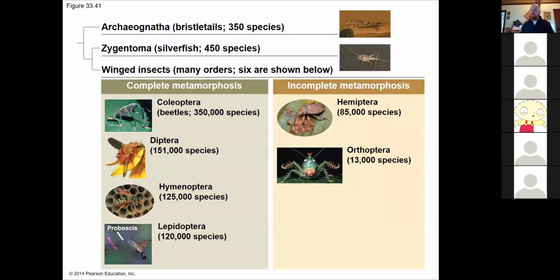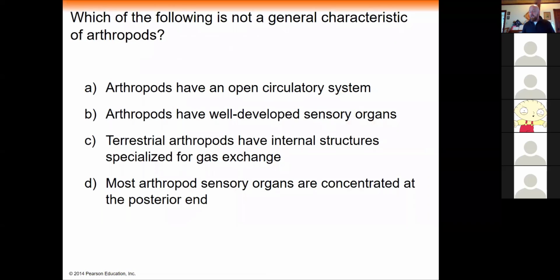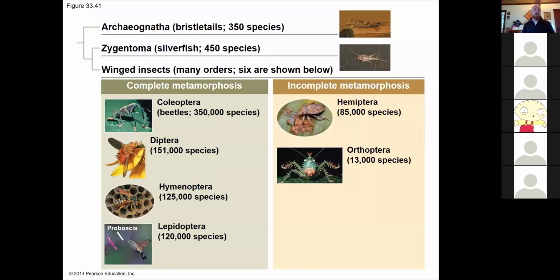So very quickly, here are some of the orders. Coleoptera, the beetles, also including the weevils and things. Diptera are the flies. Hymenoptera are the wasps, bees, and things. Lepidopterans are the butterflies and moths. Hemipterans are the true bugs that have sucking mouth parts. Those are the only ones that you can technically call bugs. Orthoptera are going to be your grasshoppers, your crickets, your katydids. So you don't need to remember any of those. I'm not going to ask you about them.